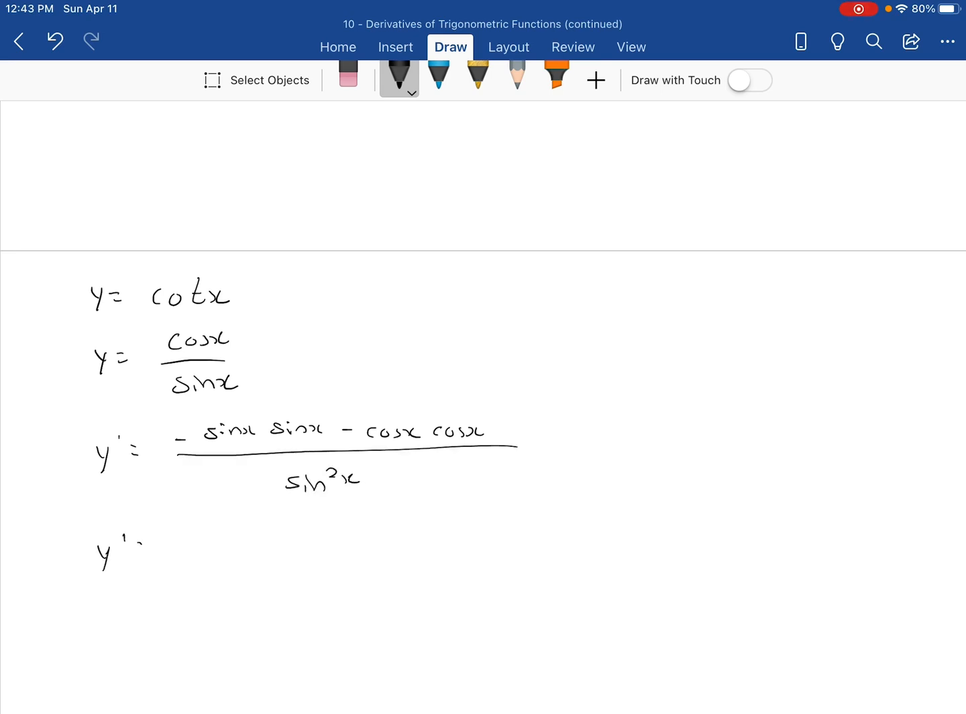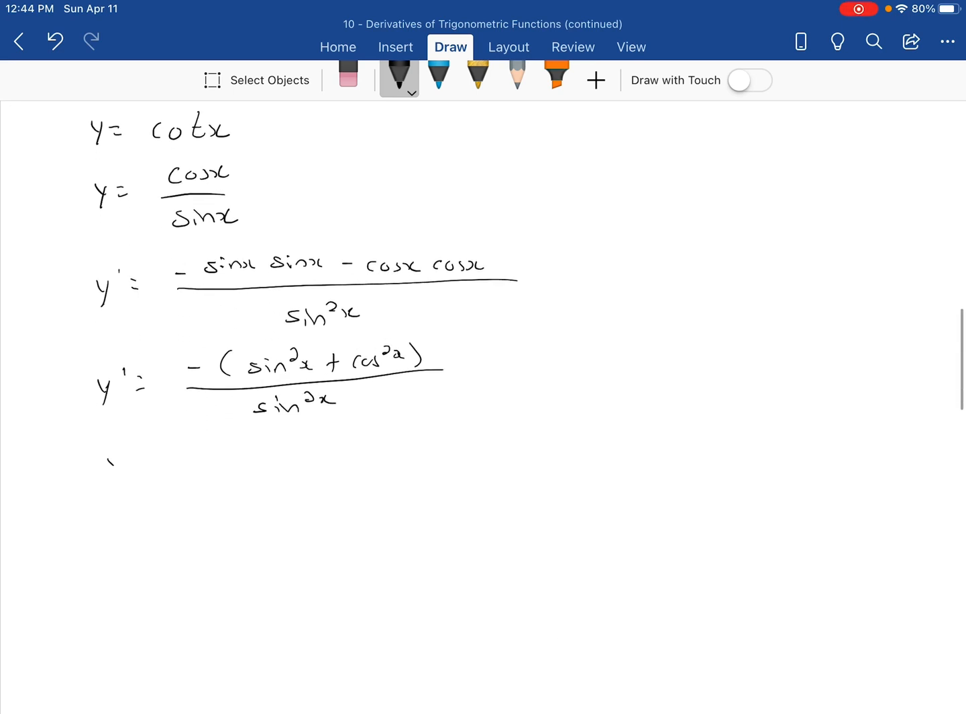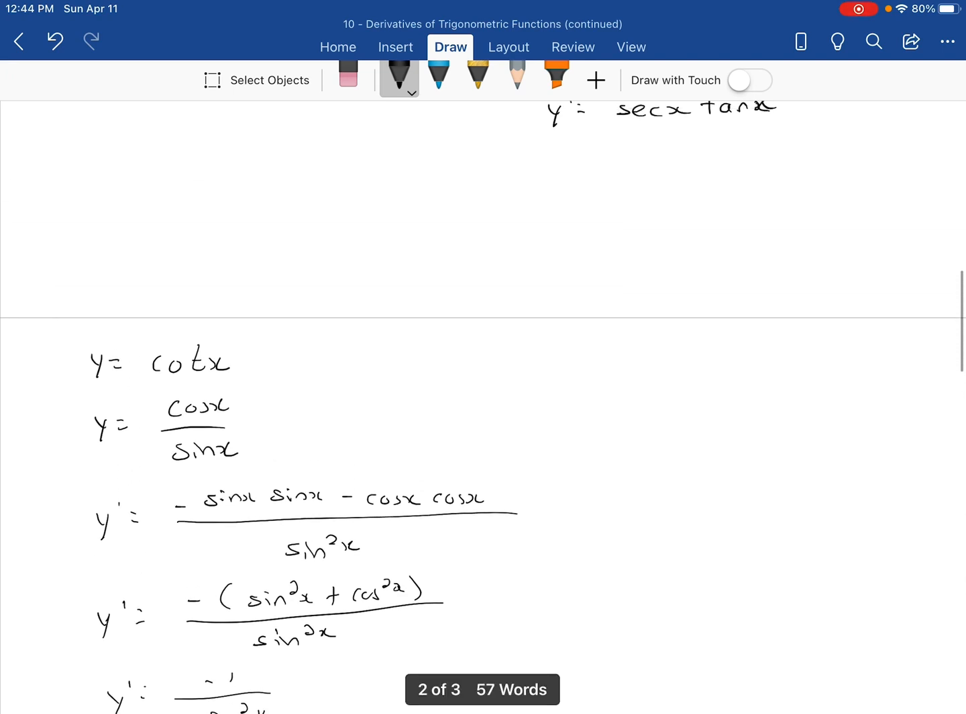A little more work here. I've got to common factor out this negative on the top, and I still get sine squared plus cos squared, which is so nice because that's the Pythagorean identity. Sine squared plus cos squared is 1. But I had to factor out the negative to get there this time, because it would have been negative sine squared minus cos squared, so I pulled the negative out front. And so what I get here, again, that's a legitimate derivative, negative 1 over sine squared x, but you're generally going to see it written as negative cosecant squared x, because that's slightly simpler there than the 1 over sine squared.